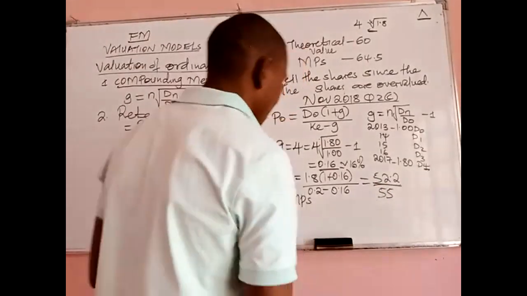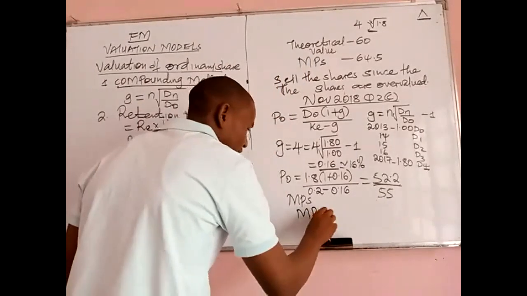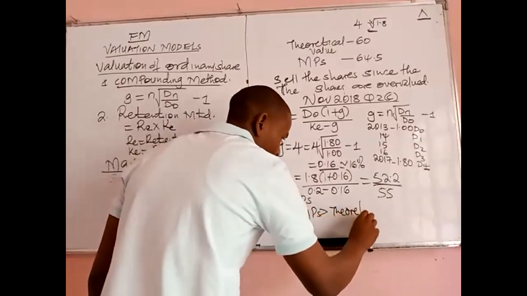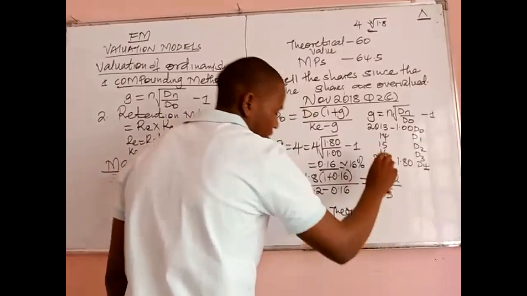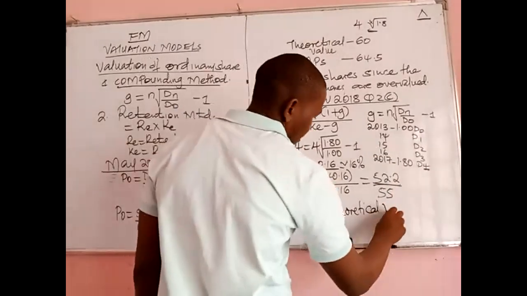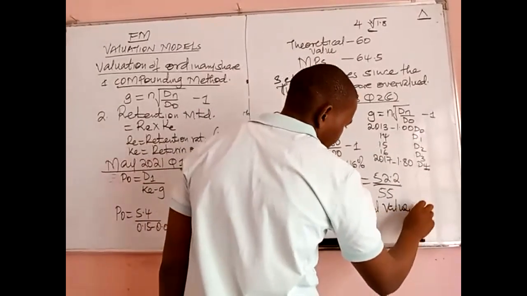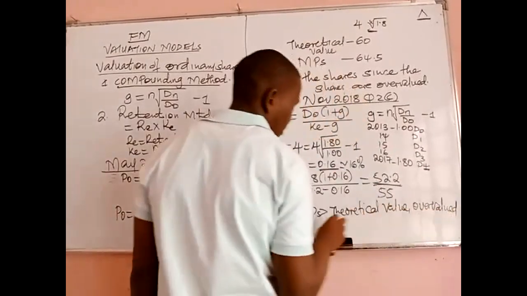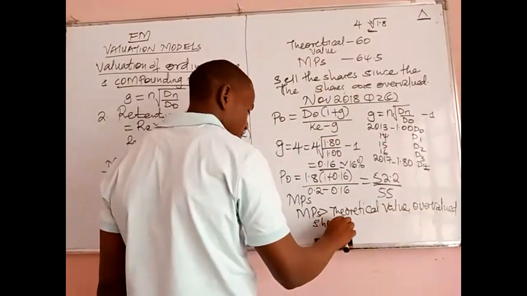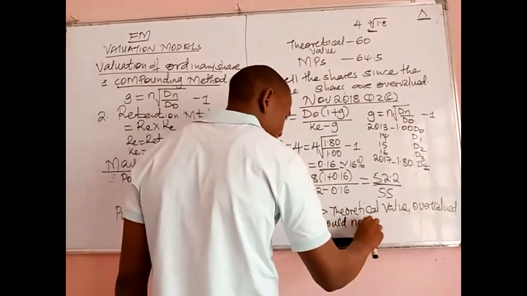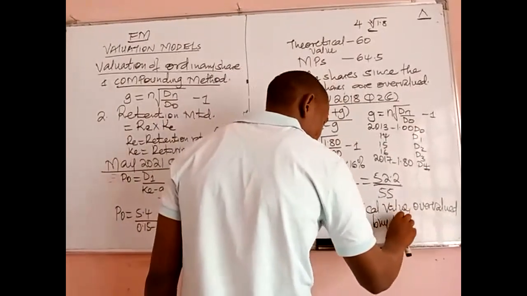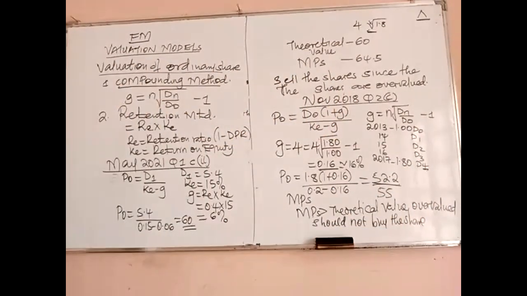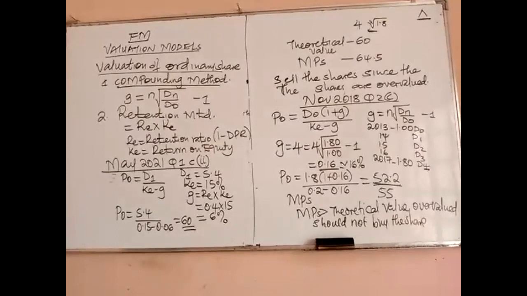So the MPS in this case is greater than the theoretical value, and therefore the security is overvalued. Still, the security is overvalued, and therefore he should not buy the shares. Should not buy shares.